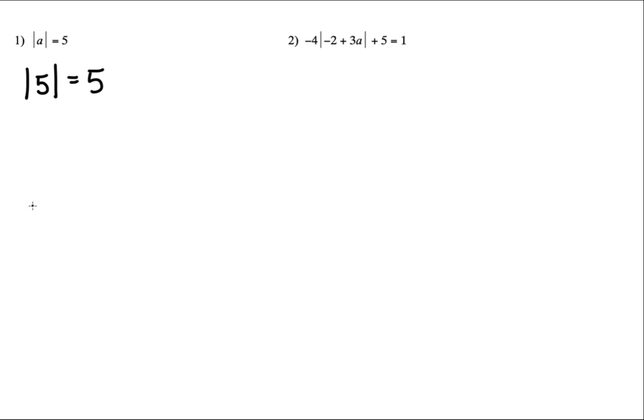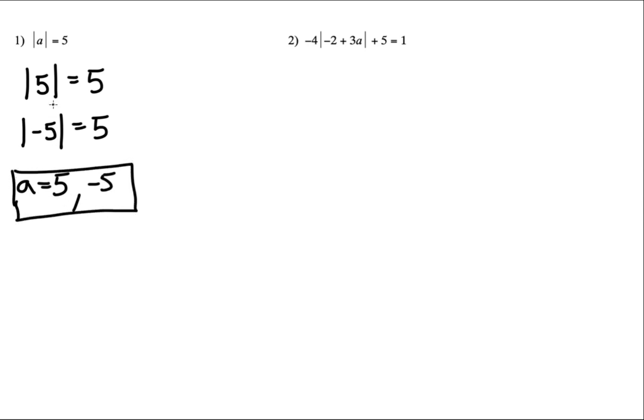But there's one other one that would work as well, and that is negative 5. If I had the absolute value of negative 5, that's also equal to 5. So if the absolute value of A equals 5, then A could be equal to this one, so A equals 5, or A could be equal to this one, negative 5. So we have two different solutions. A could be 5 or negative 5. In either case, when you take the absolute value of it, it's going to equal positive 5.